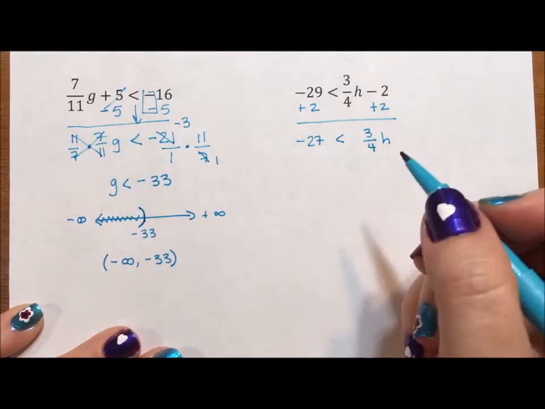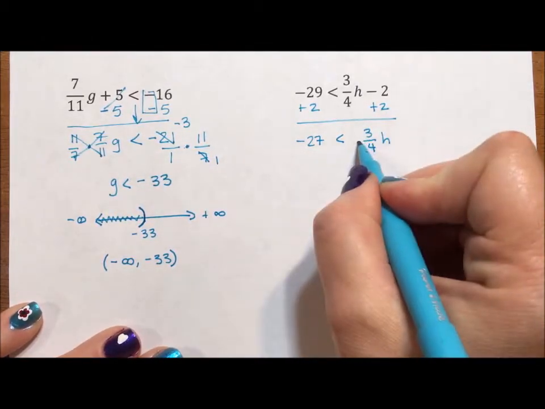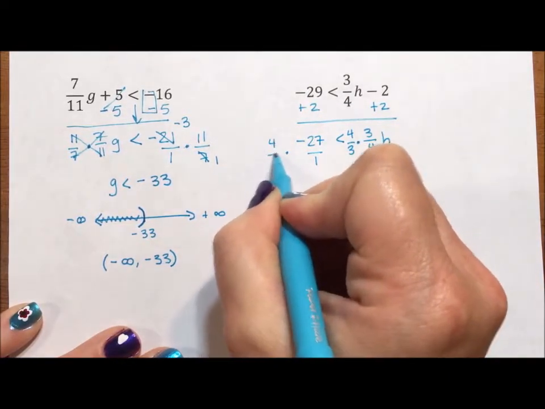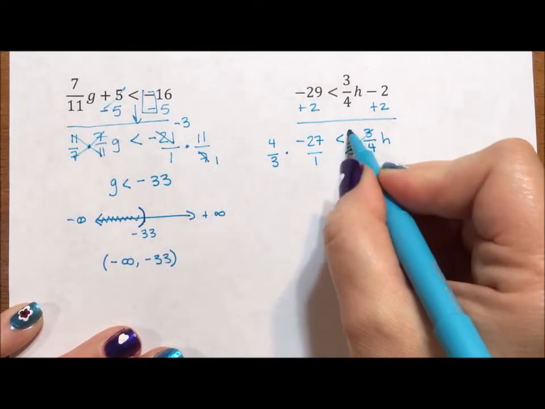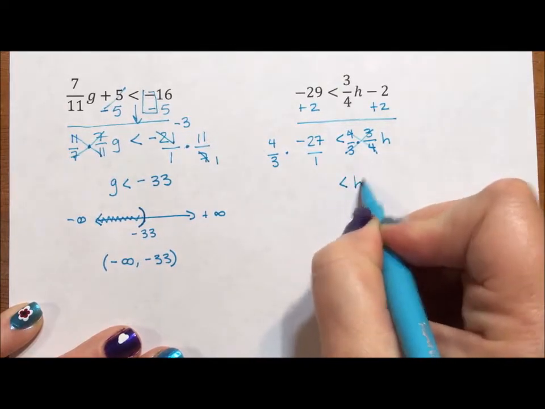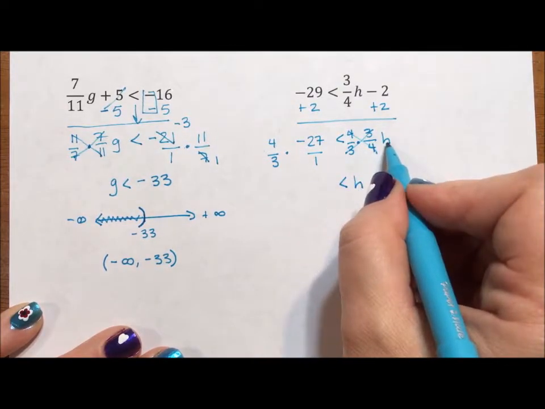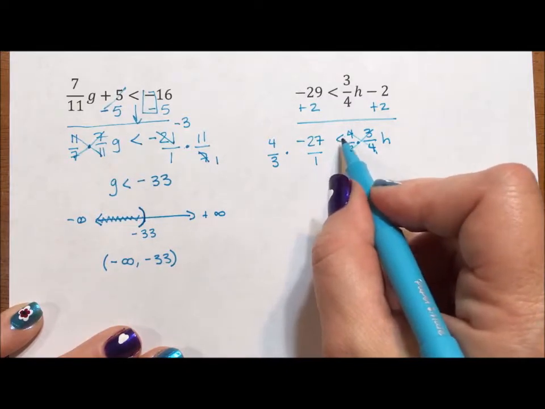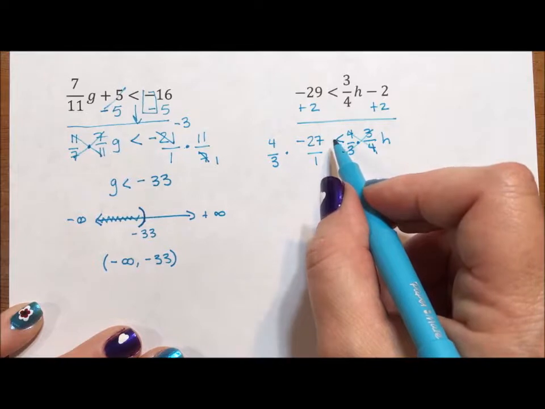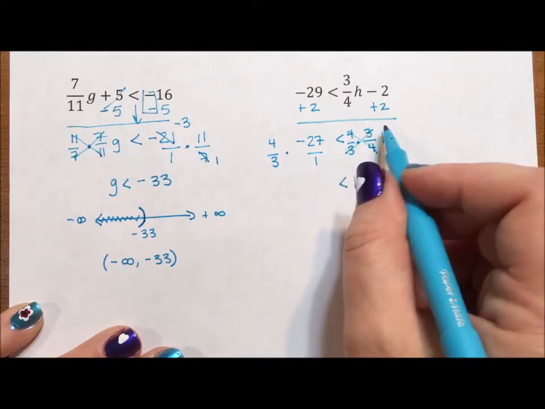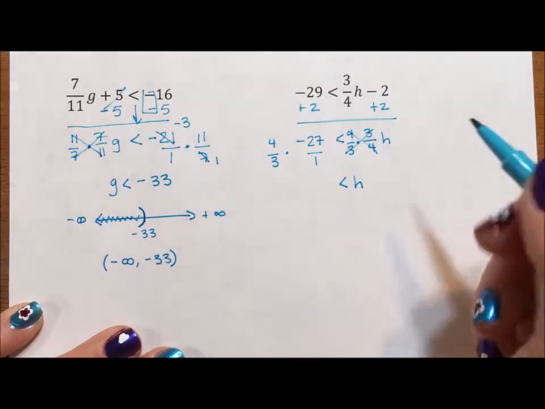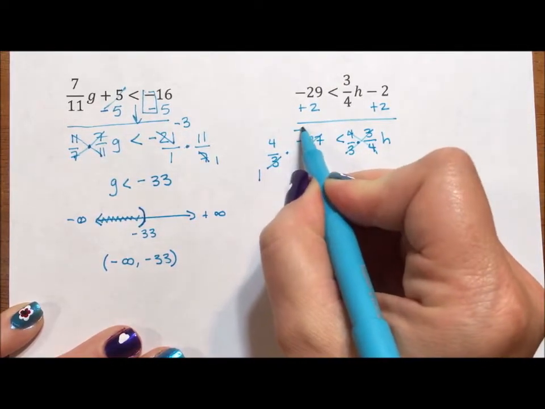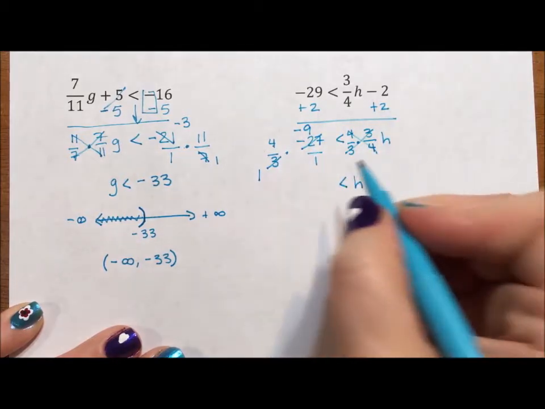Again, just like this one, I'm going to flip and multiply, so I'm going to multiply by 4/3. The 3's cancel, the 4's cancel. Again, the 3/4 isn't negative, the h isn't negative, so the sign doesn't flip. You only flip the symbol when you multiply or divide by a negative, not add or subtract a negative, only multiply or divide. 3 divided by 3 is 1, negative 27 divided by 3 is negative 9, and 4 times negative 9 is negative 36.